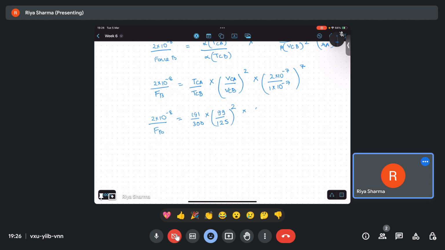Into 7. So you can take all these terms into square into 300 divided by 191 into 99 square raised to 7. You will approximately get 2 to 3 minutes to solve this question.